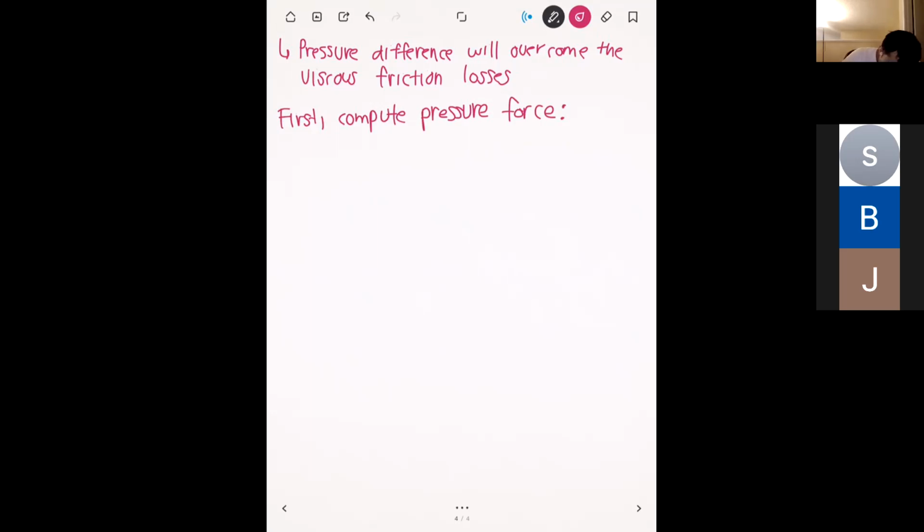And so the pressure force is going to be equal to the pressure drop, delta P, multiplied by the cross-sectional area. So we're going to have delta P times A. This has units of force, so it will be like a Newton. Now that we have a force, the way that we can compute power from this is we can take this force and multiply it by velocity.